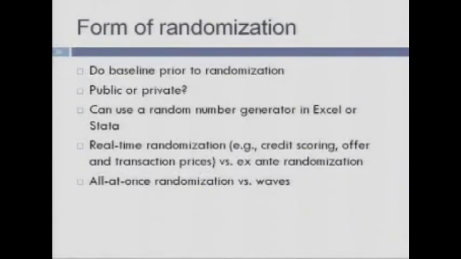Okay, another question is, what's the form of randomization? So we talked about the baseline already. Should you do the randomization in public or in private? You could imagine a very public ceremony where you draw balls out of a hat, which might be useful for transparency in some cases. In general, I'd lean towards using a random number generator. One question is, do you do this real time, or do you do it ex ante?